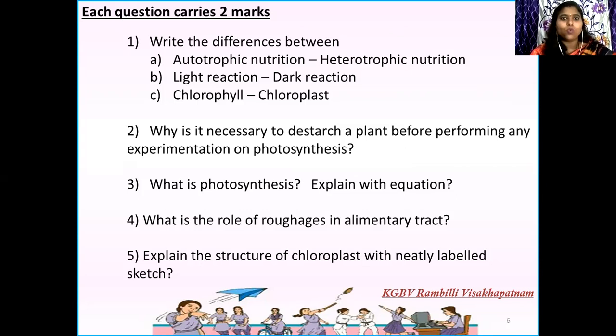And next one is why it is necessary to destarch a plant before performing any experimentation on photosynthesis. You know very well this answer. If we do not destarch the plant, when we test with iodine, the starch already present will interfere with the result of the experiment. That's why destarching of the plant is a necessary step. Next one is what is photosynthesis? Explain with the equation. A very well known question.